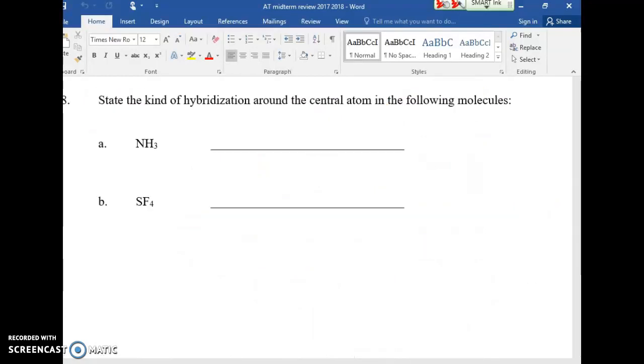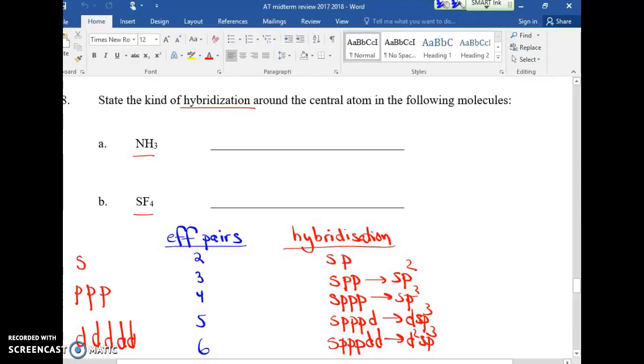Number 8 deals with hybridization. This is for NH3 and SF4. What does hybridization mean? It means that you're taking 2 or more different pure sublevels, orbitals I should say, and you're creating a hybrid orbital. That's all you need to know about that.